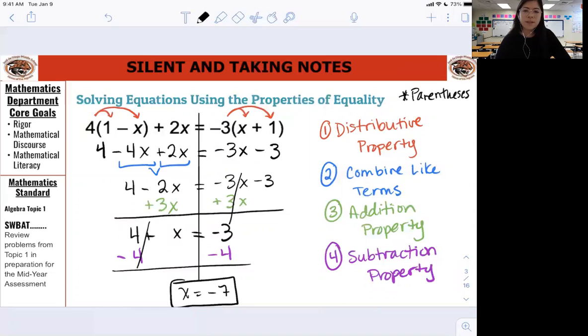Any other questions, comments, concerns? This one did not have any fractions, so it was a little bit easier. We love that when there's no fractions.